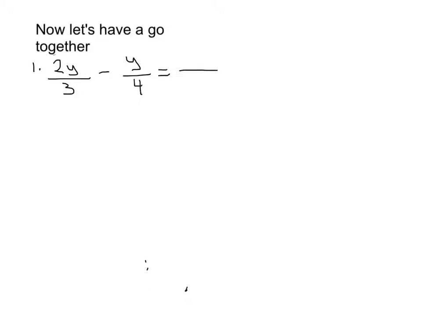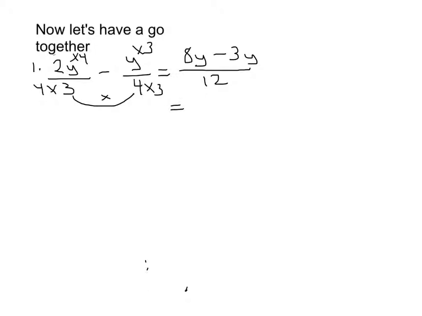Common denominator first. Remember, you multiply the 3 times 4. That gives me 12. And then 3 times what gives me 12? Well, I already know it's 4, and therefore I must multiply the top by 4 as well. And 4 times 2y is 8y minus. Then I go to the next one. 4 times what gives me 12? 3. So I'll multiply the top by 3, and that's 3y. Now, 8y minus 3y, 5y over 12. And that's the final answer.